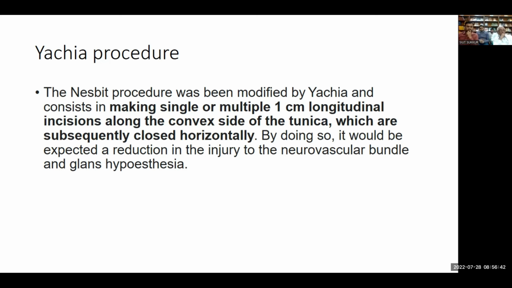The Nesbitt procedure was modified by Yachia and consists of making single or multiple 1 centimeter longitudinal incisions along the convex side of the tunica, which are subsequently closed horizontally. By doing so, a reduction in the injury to the neurovascular bundle and glans hypoesthesia would be expected.